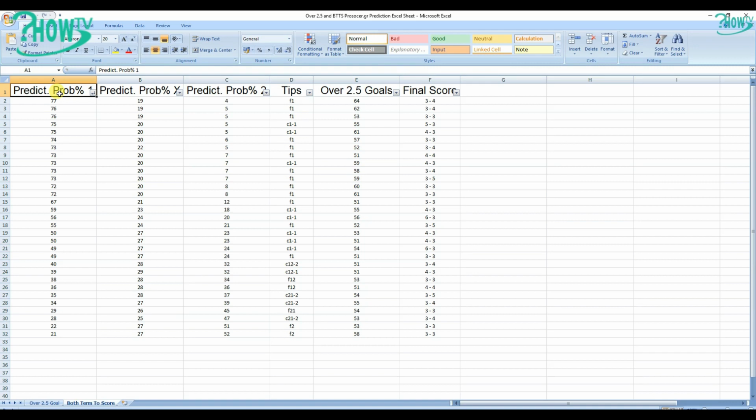All right, here is the spreadsheet. I will put the link in the description below so that you can download it and use it. It's free, okay? You see all these numbers?